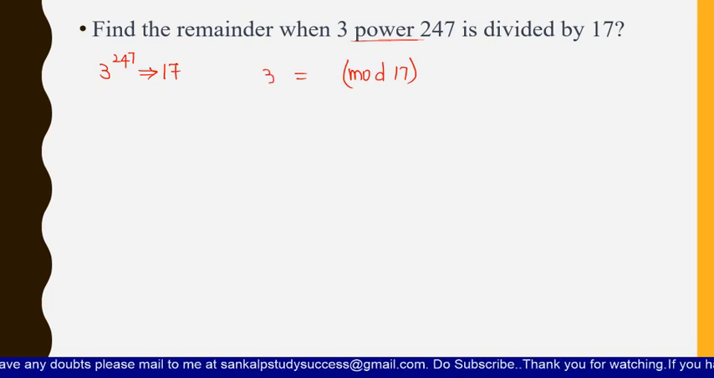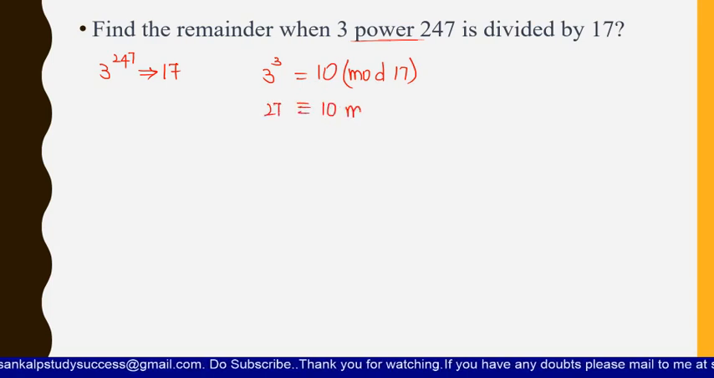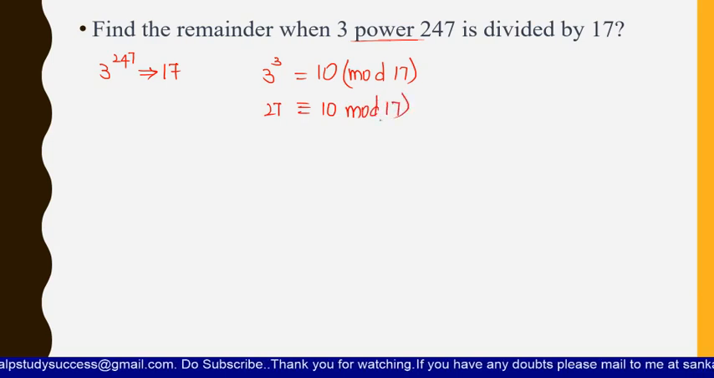So that means let us take 3 cube. 3 cube is nothing but 27. 27 minus 10 is 17, which divides 17 exactly, right? So in this way you have to reduce it to the least residue. Let us write here 3 cube is 27, which is 10 mod 17.